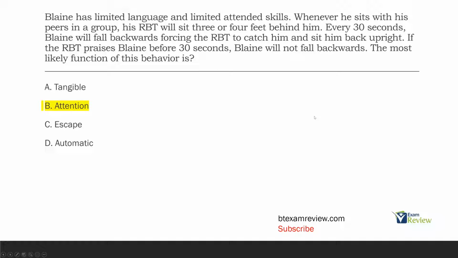That's how we have to walk through these behavior questions, these function questions, right? Tangible, there's no item involved. Automatic, there's a second party involved. Escape might have been likely, but that second part really pushes it towards attention, right? Because when we give him attention, the behavior no longer occurs.